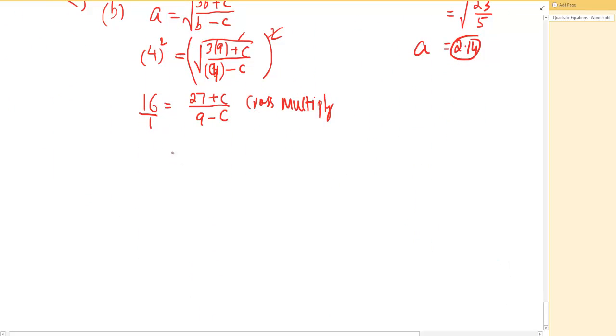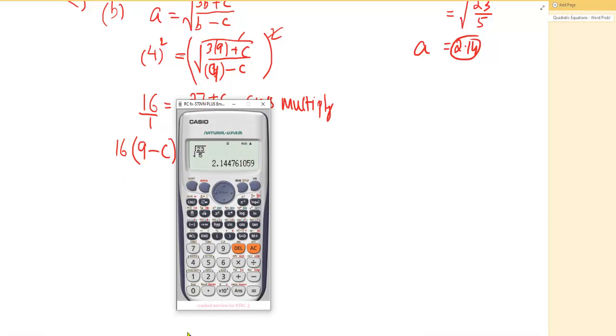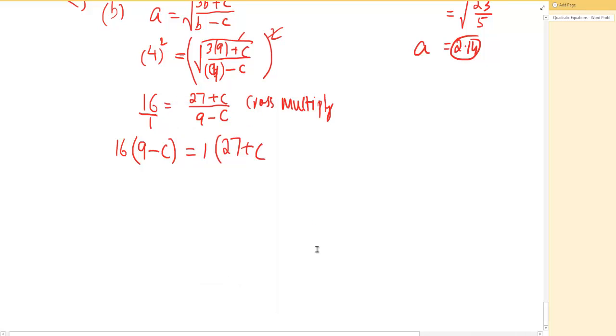So by cross multiplying, 16 will multiply 9 minus C, and 1 times 27 plus C. Okay, and how much is 16 nines? 144. Okay. 144 minus 16C equals 27 plus C, and we have C here and C here. Bring this C over here.